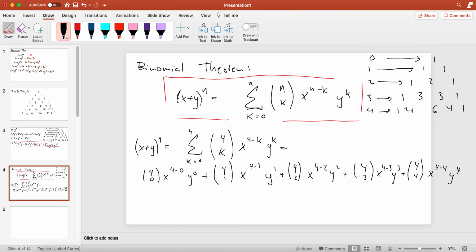So 4 choose 0 is actually 1. So I go to the 4th row and I start counting at 0. This is the 0th element of that row, 1. So 4 choose 0 is going to be 1. 1, x to the 4, y to the 0 is 1, so I'm not going to write that.